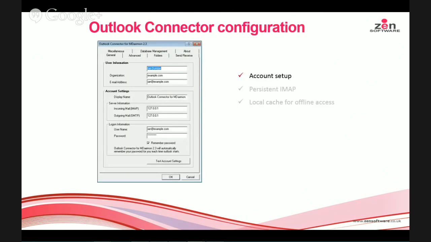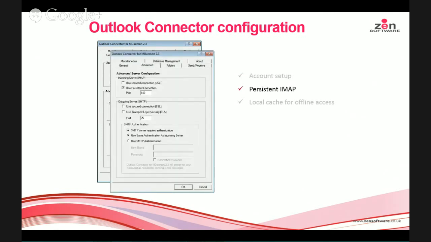The actual Outlook Connector configuration, I've already briefly gone through the main account setup feature. If I go into the more advanced options, the way that it works is it actually uses a persistent IMAP connection. So there's actually two IMAP connections from the client to the server, and the idea is that the persistent connection is there to alert you of any new email. So it's almost a push email solution. As soon as an email arrives at the server, an alert is pushed through this persistent connection, and then the secondary connection goes and grabs the message. So it's almost instantaneous and feels very much like you're using Exchange.